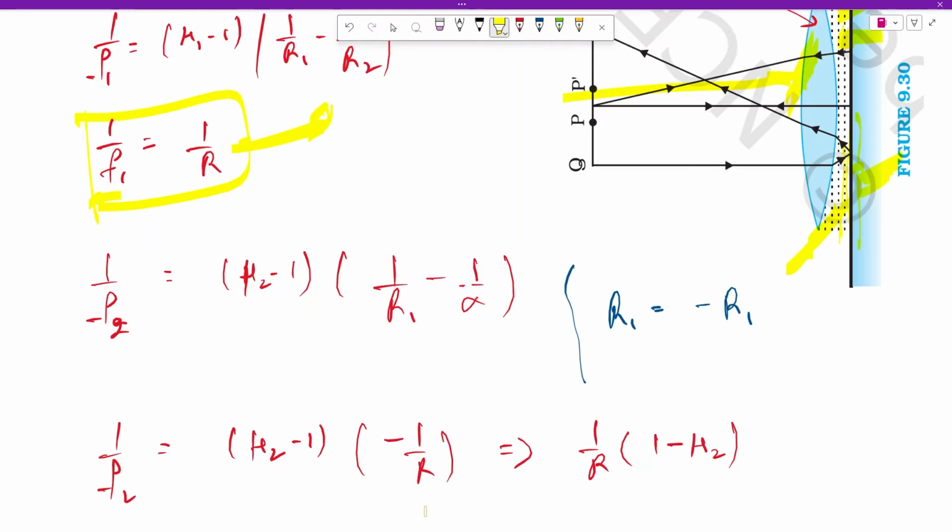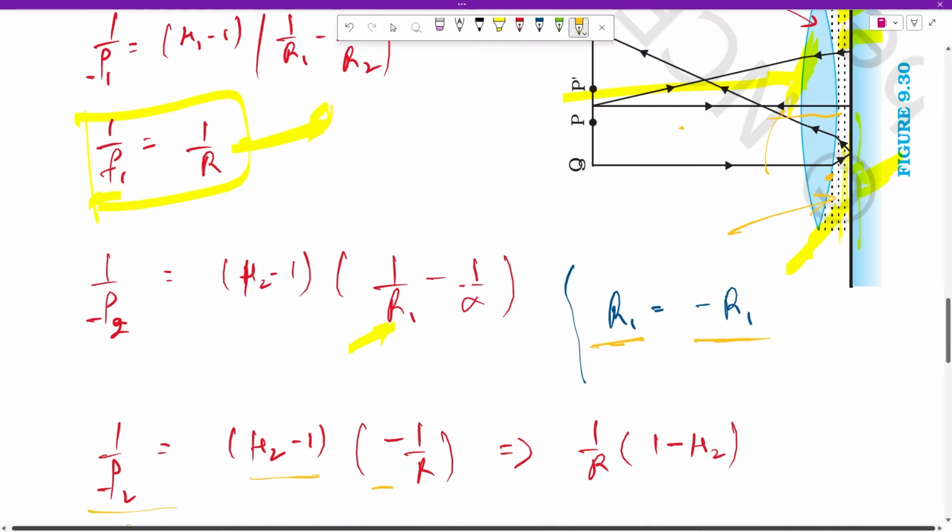So we can say that it would be 1 by infinity. Now R1 for this would be this side, which is equivalent in magnitude to this one, and its center would lie on the left-hand side, so we can write it as minus of 1 by R, which was calculated in the previous part. So we can easily write R1 as minus R. Now substituting 1 by R1 as minus 1 by R, we get 1 by f2 equal to mu2 minus 1 times minus 1 by R. Now we get 1 by f2 equal to 1 by R times 1 minus mu2.